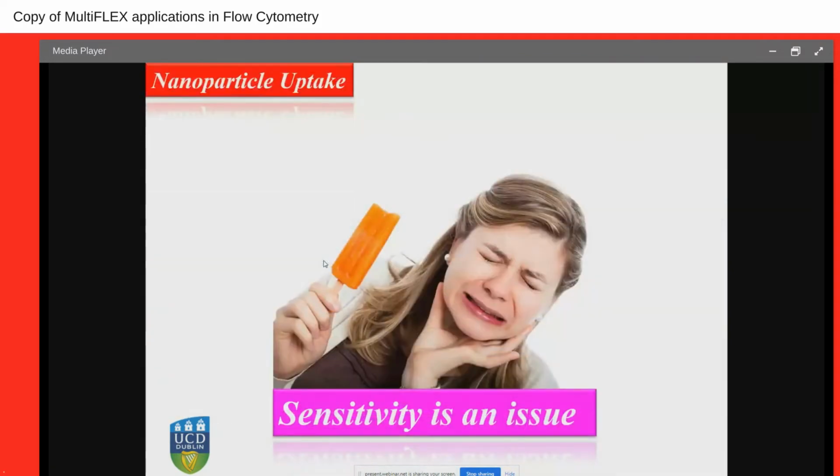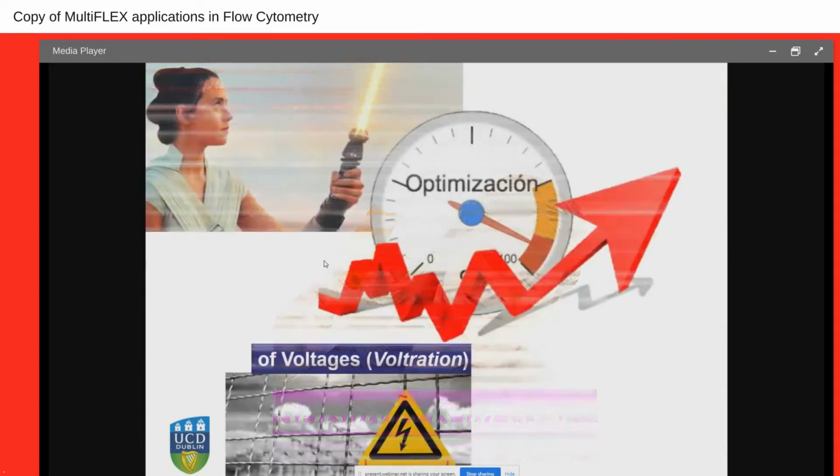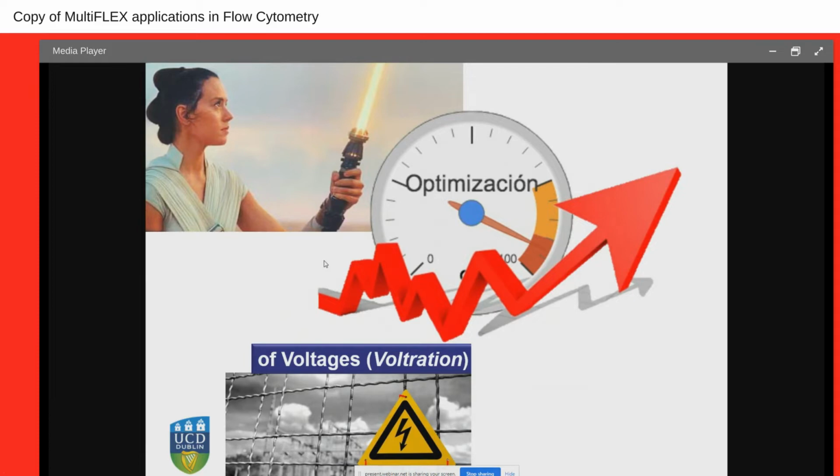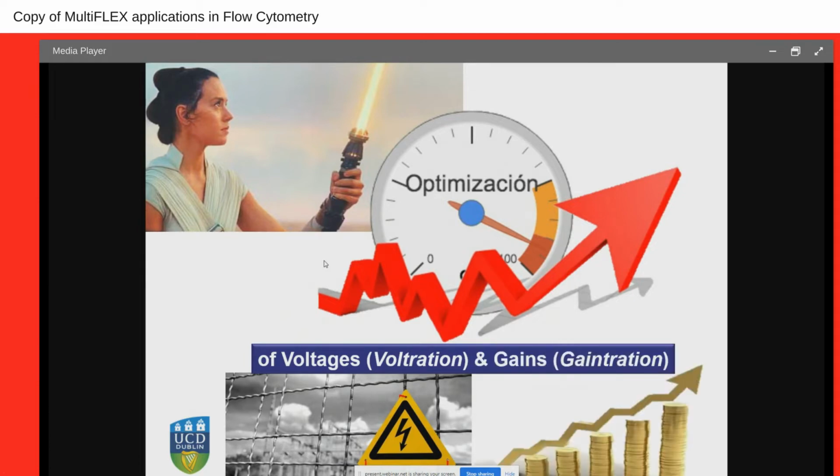So therefore, sensitivity is definitely one of the main issues. So we need to optimize our instruments. It's not just as the instrument comes by default. We need to do something similar to what we do with conventional flow cytometers, that have photomultipliers, where you do the voltration. We do the optimization by gain tracing. Okay, we optimize the gains.